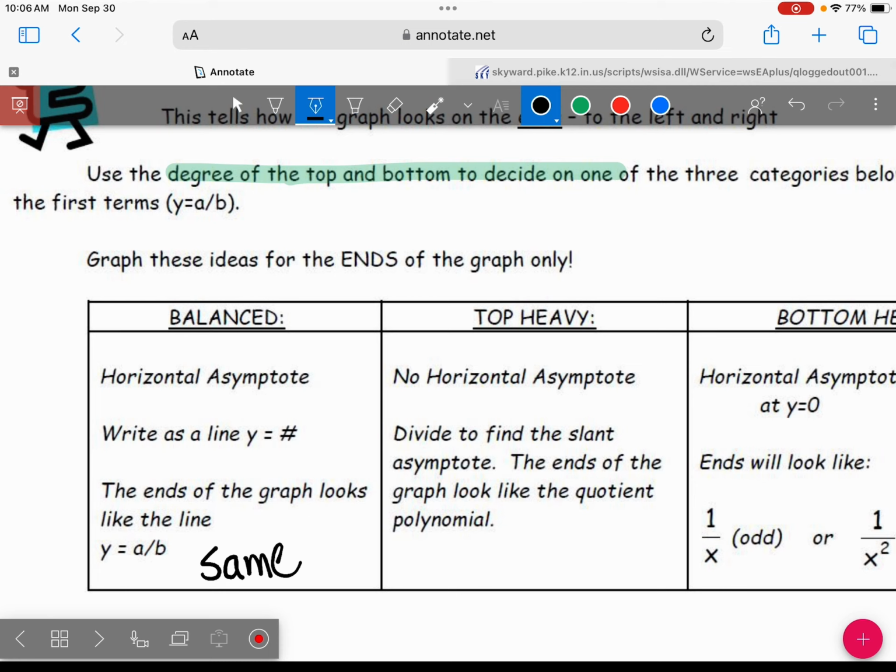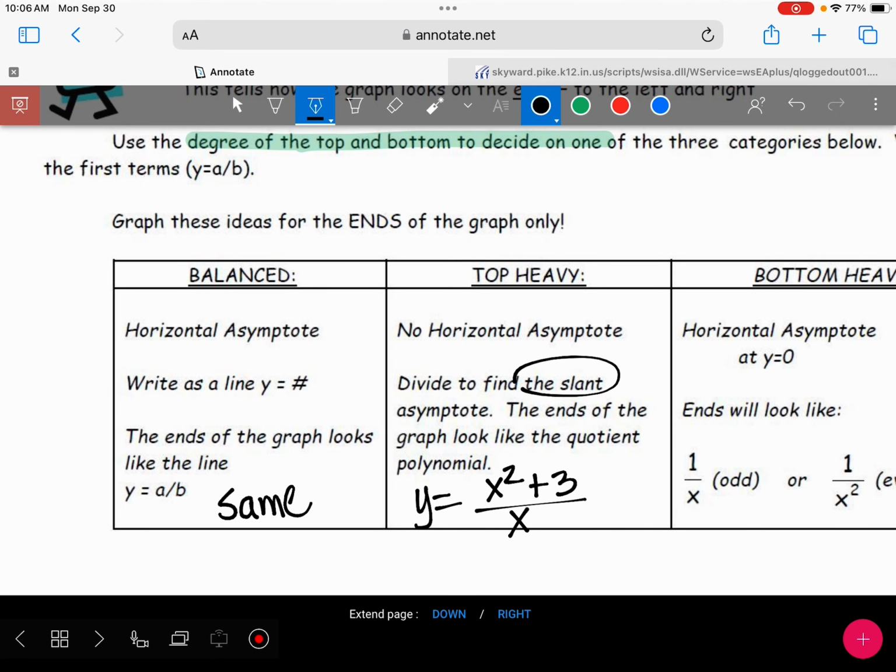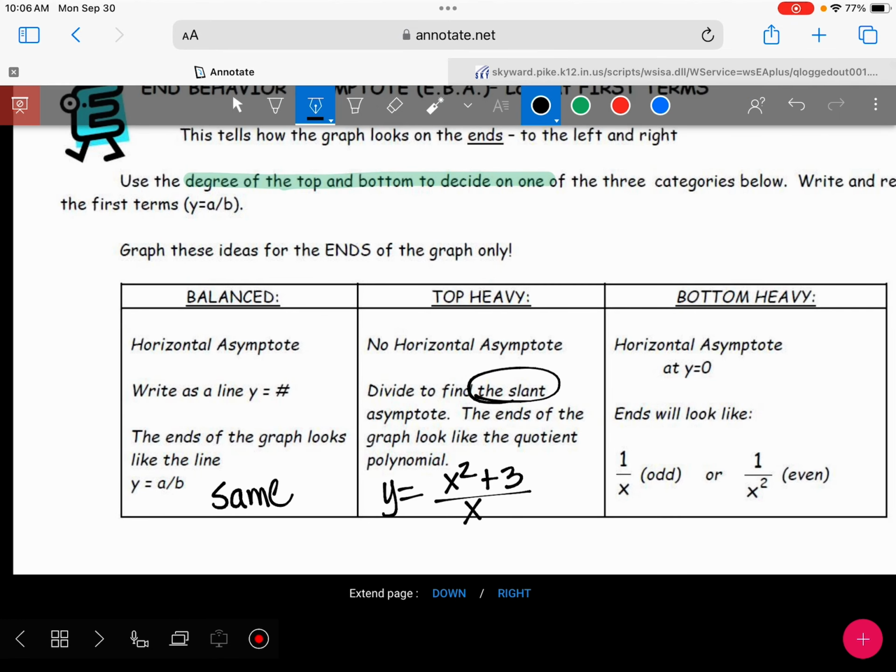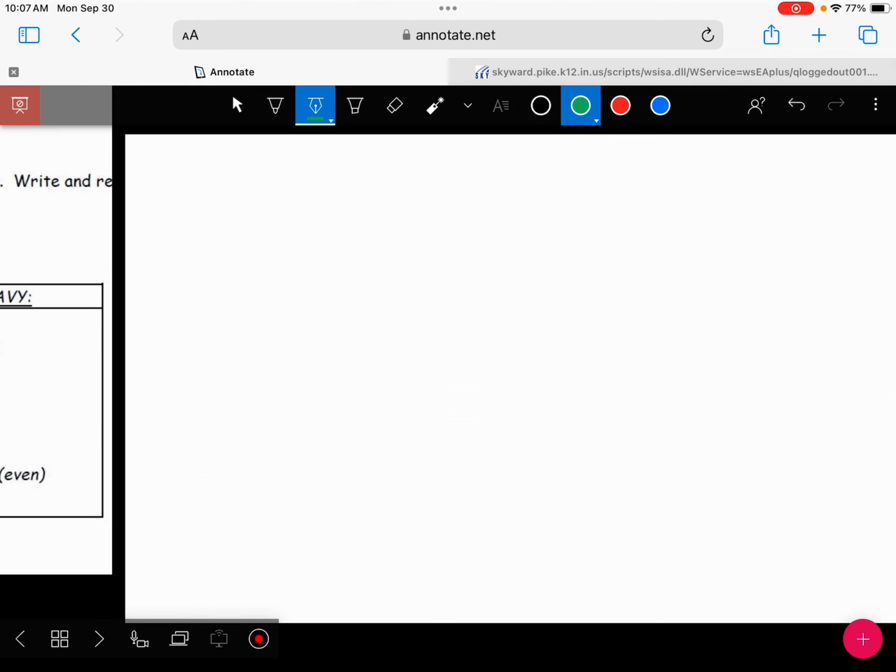If it's higher at the top, that means it's top heavy. For example, if we have something like y equals x squared plus 3 over x, then we have to do synthetic division to write our equation because it's a slant. But if it's bottom heavy, higher at the bottom, then it's automatically y equals 0. So let's look at these examples together. We'll look at example 5, 6, and 7.